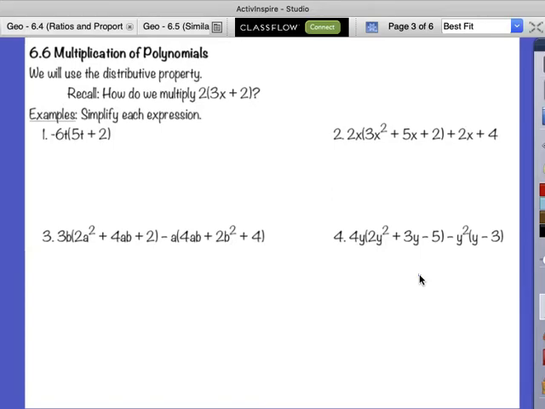Chase, what is this? Multiplication of polynomials. Wow, that hurts my ears. RIP headphone users.